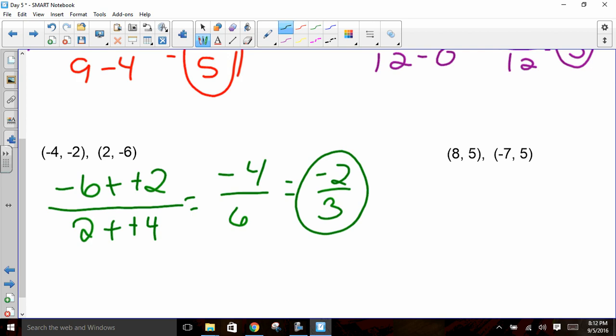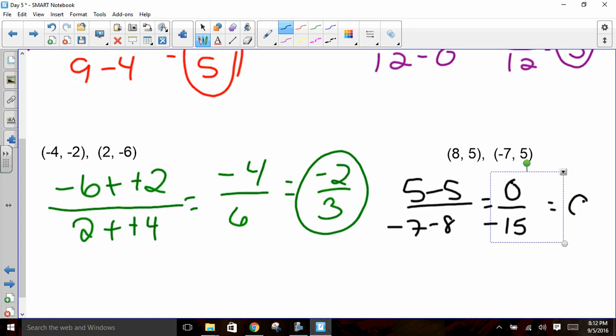This last one here, 5 minus 5 over negative 7 minus 8. 5 minus 5 gives me 0. Negative 7 minus 8 gives me negative 15. 0 divided by anything will always be 0, so my slope here is 0.